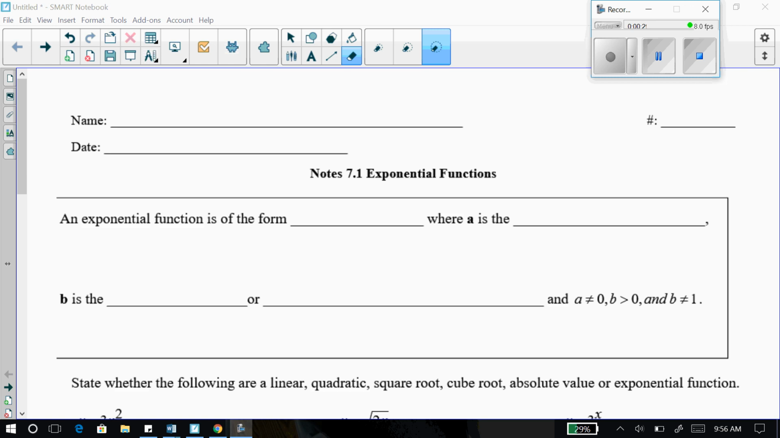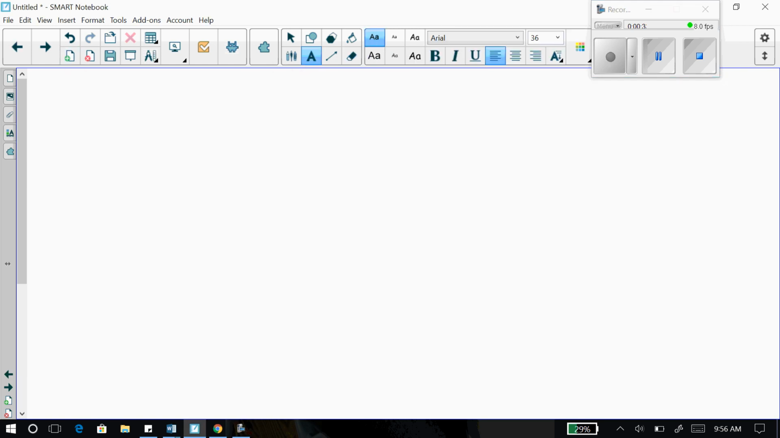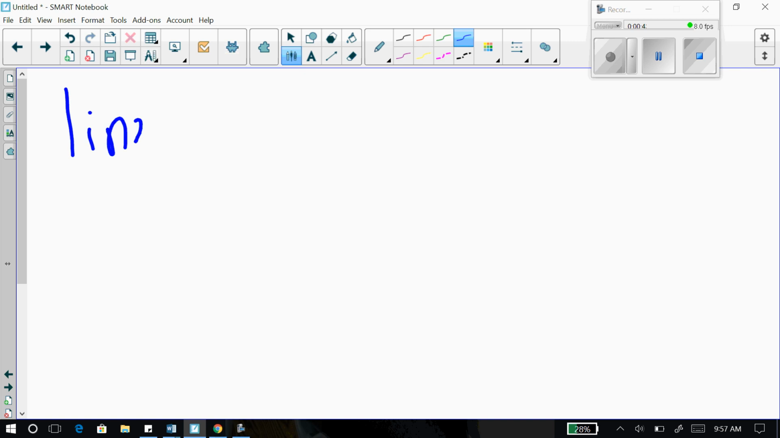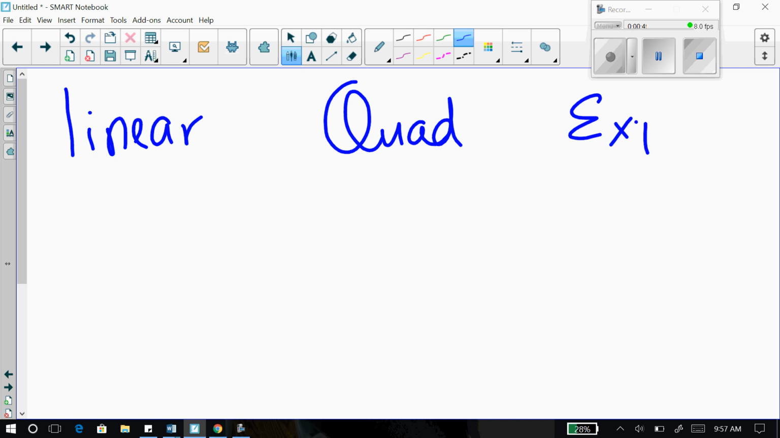If you recall, I told you guys that we have three worlds that we study in algebra. I know it's cheesy, I call them worlds, but stick with me. We have linears, quadratics, and now exponentials.